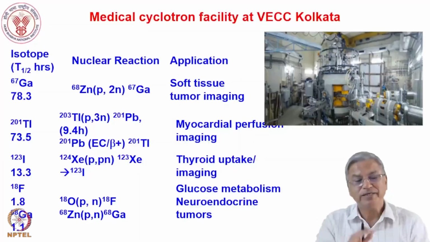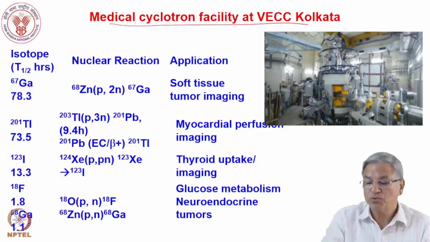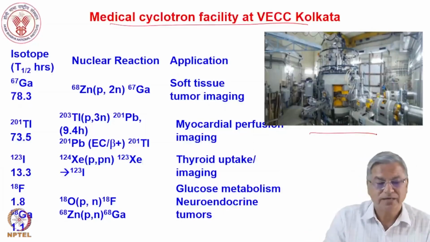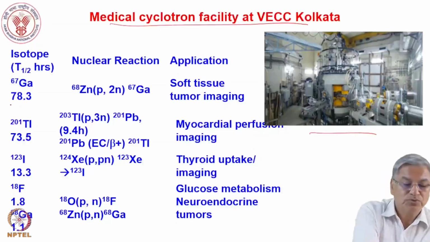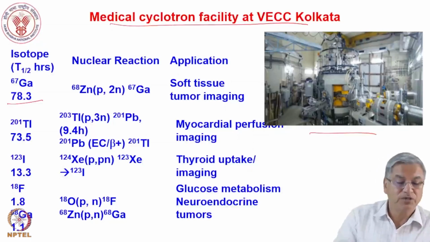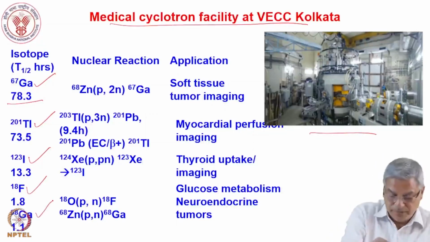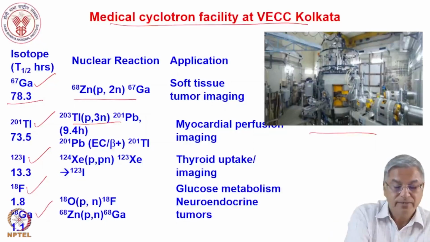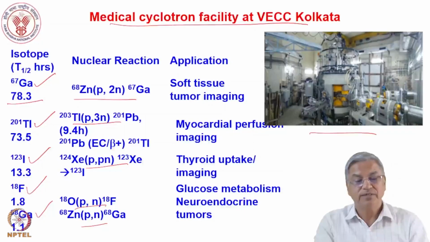For charged particle irradiation in our country, we have a medical cyclotron facility at the Variable Energy Cyclotron, Kolkata. It was commissioned some time back. It gives you proton beams of 30 MeV, and then you can produce isotopes which are positron emitters or electron capture emitting radioisotopes like gallium-67, thallium-201, iodine-123, fluorine-18, gallium-68 by different types of reactions, p,2n, p,3n, p,n reactions. I just discussed how they are produced in this discussion.